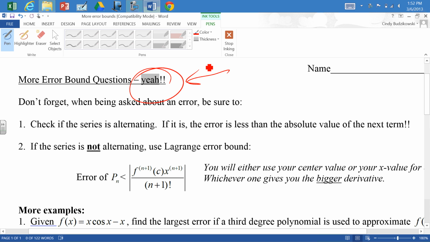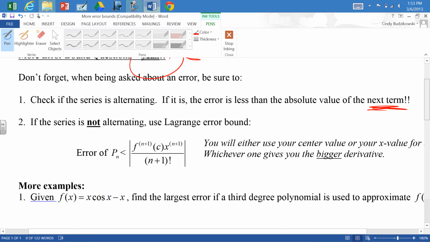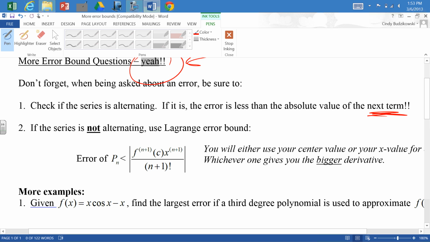Let's remember that if it's an alternating series and the series converges, which is going to be almost all the time when you're asked about these error bounds, you're going to use the next term. So if you're asked for the error of a third degree term, you go to the fourth degree term. Note whether they're talking about a fourth term or a fourth degree term, because a fourth degree term could actually be a fifth term. So just be careful on that. If the series is not alternating, we go to this thing that we were talking about in the last video.